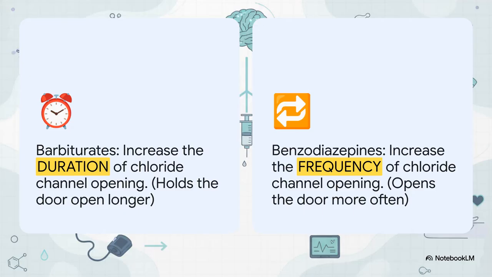Now, this is where it gets really interesting. This slide shows a subtle but absolutely crucial difference in how these drugs work. Both barbiturates and benzos boost GABA's effect, but they do it in different ways. Barbiturates increase the duration. They hold that channel's door open longer. Benzos, on the other hand, increase the frequency. They make the door open more often. This little distinction has some pretty big clinical implications.